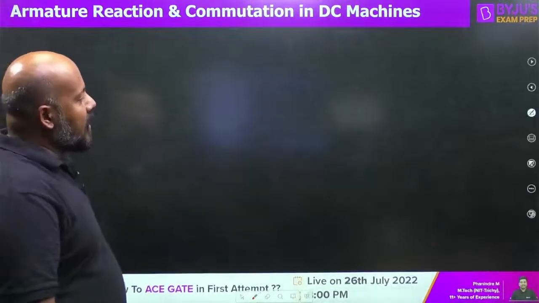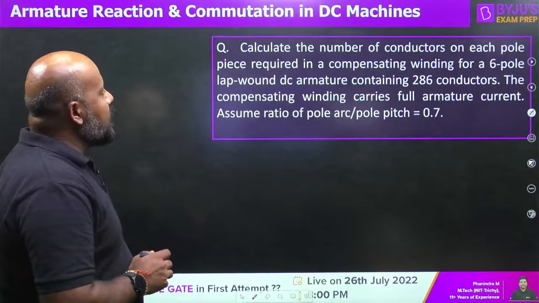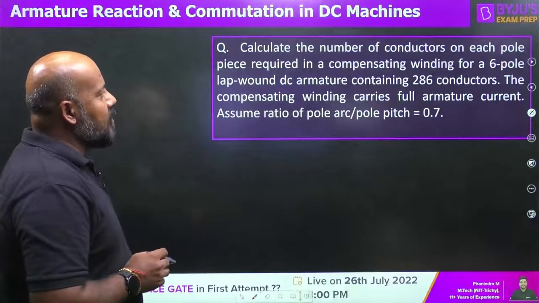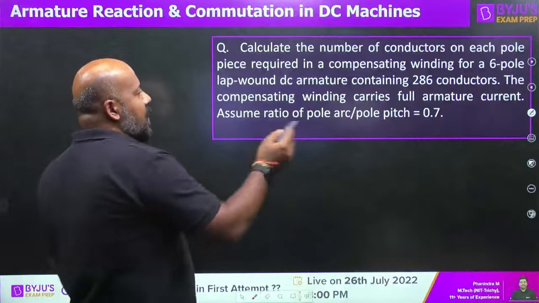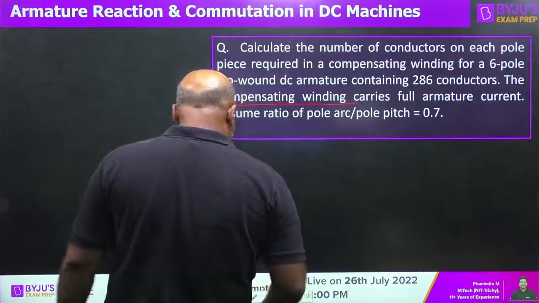See the next question. Calculate the number of conductors on each pole piece required in a compensating winding for a 6-pole lap-wound DC armature containing 286 conductors. The compensating winding carries full armature current. What is the basic idea of compensating winding? Let us first understand.